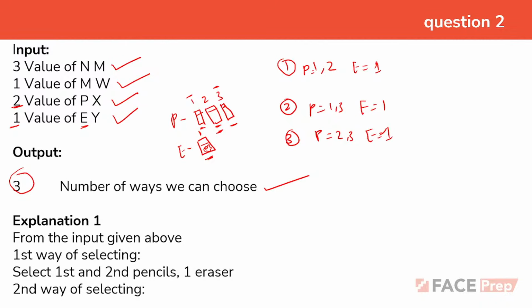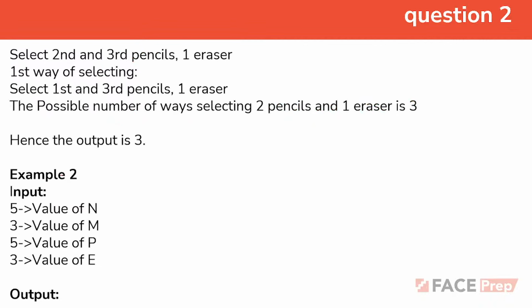After that, is there any fourth way to choose all these things? I tried all the combinations of P and all the combinations of E, so no more ways are there, right? So that's the reason it's going to take up to 3 iterations. 3 ways are there for choosing the pencils. So that is the output over here. We're getting the same output, 3, right? Let's go with the next test case.